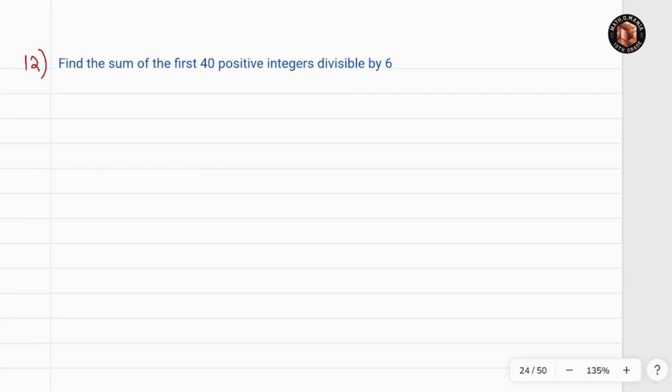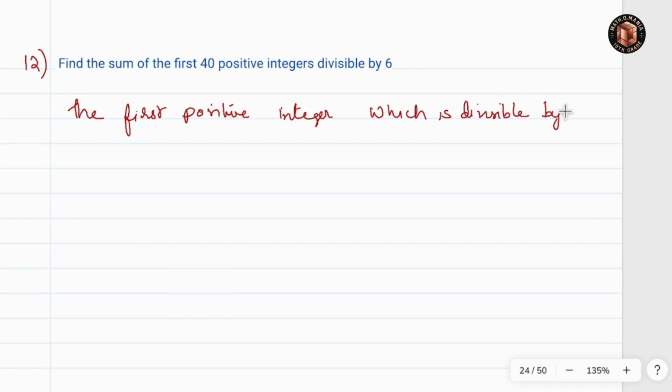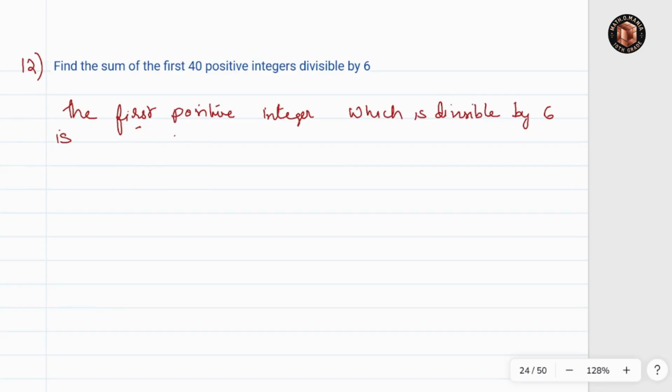Now let's do the question number 12. Find the sum of the first 40 positive integers divisible by 6. Therefore, now we have to write the first positive integer which is divisible by 6. What is it? It is 6, right? Then the first is 6.